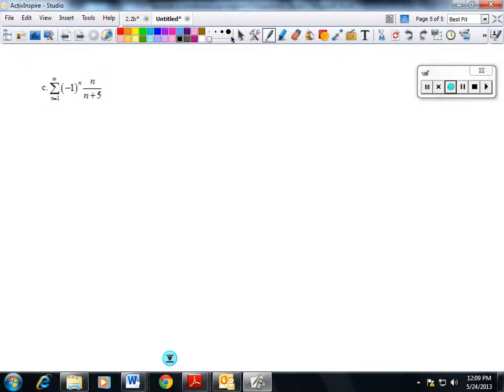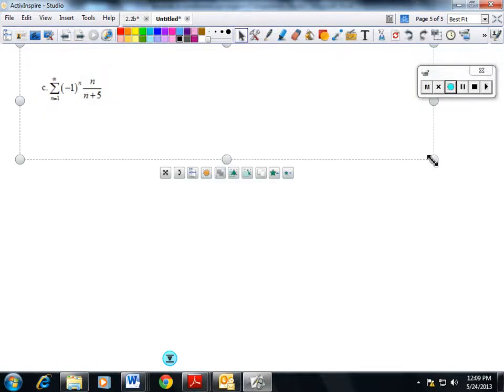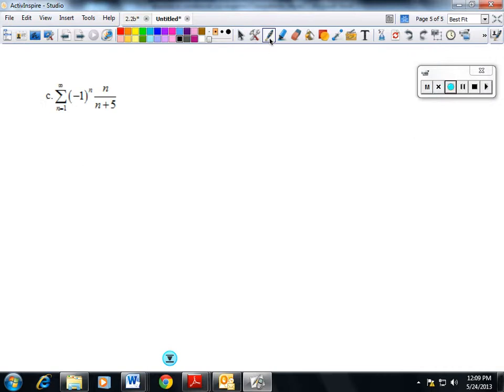And then the third one, this is an alternating series. The limit does not go to 0. That's 1 over 1, which is 1. Because the limit doesn't go to 0, the alternating series is going to diverge. If the alternating series diverges, the whole thing diverges.